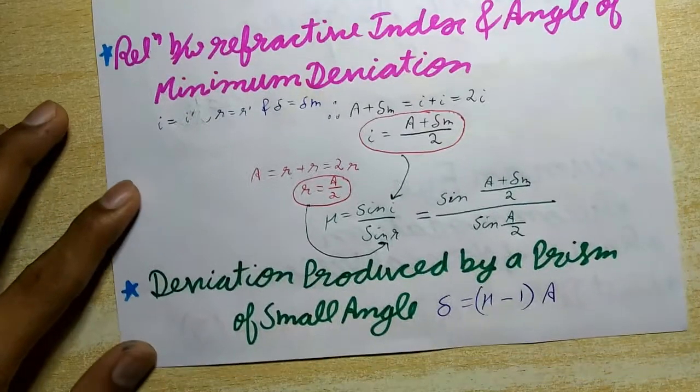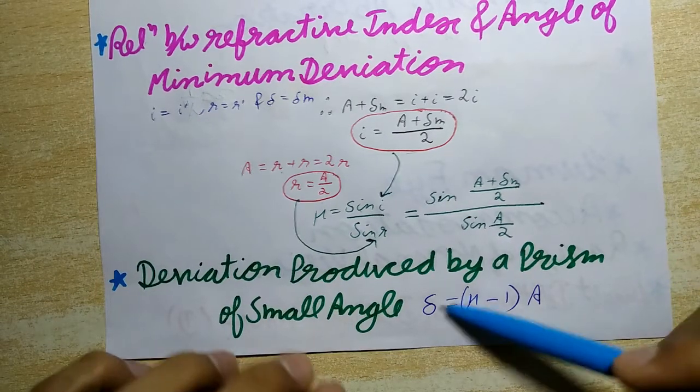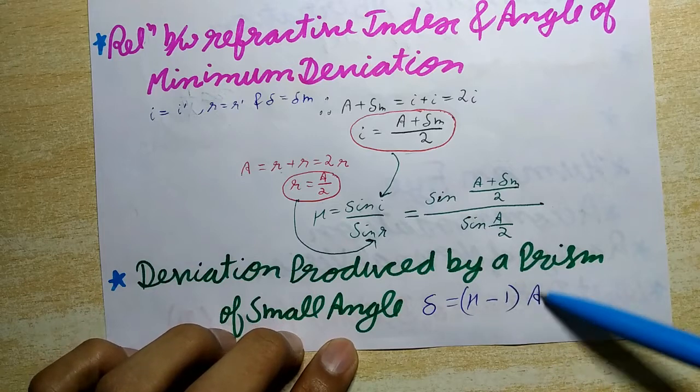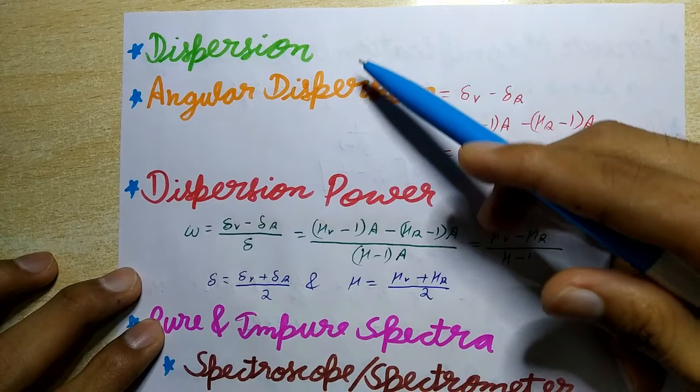Now next is deviation produced by a prism of small angle. It does not depend on the angle of incidence and is given as delta = (mu - 1)A.